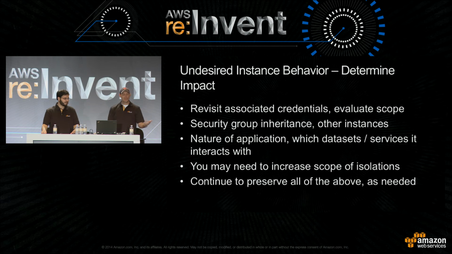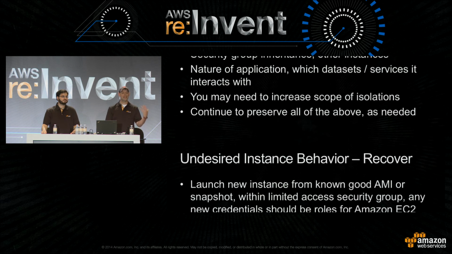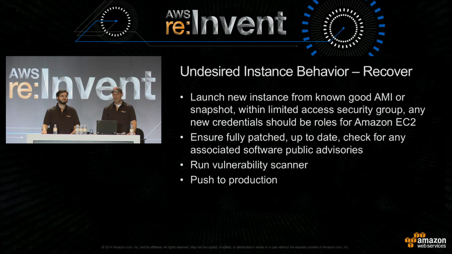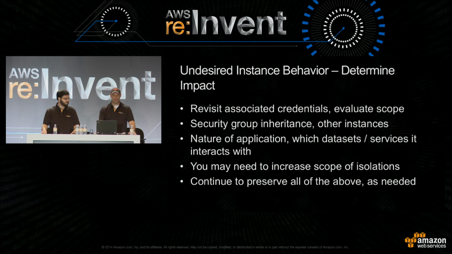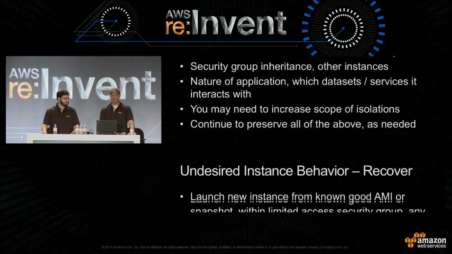We'll also want to look at the nature of the application on the EC2 instance. We want to understand what data sets it's been interacting with, what services it interacts with. This is not just, again, AWS services, EC2 services. We want to know anything it's been interacting with on the internet. Again, continue to preserve all the data that you're gathering here.